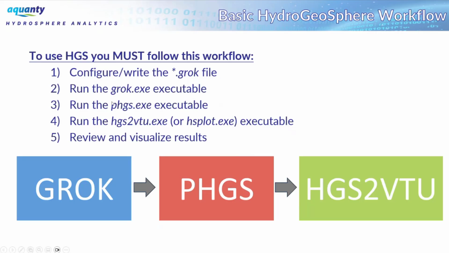As phgs.exe runs, it's going to produce a wide range of different data files, many of which are going to be binary, which means we can't necessarily immediately open the files and begin to review the outputs. It does this because HGS produces a lot of data, and so generally we want to write data to a binary format which won't take up a lot of space on your computer. So the third executable, HGS to VTU, basically reads those binary files and packages them up into a series of files which can then be loaded into a visualization product. So that's step 5. We will basically review model outputs.